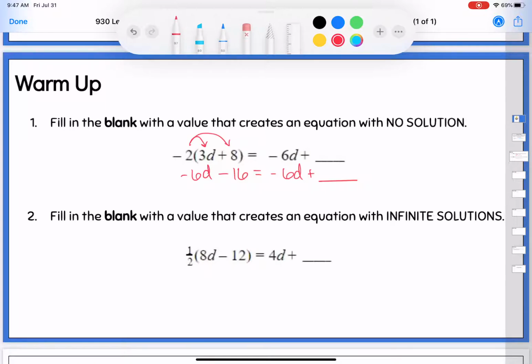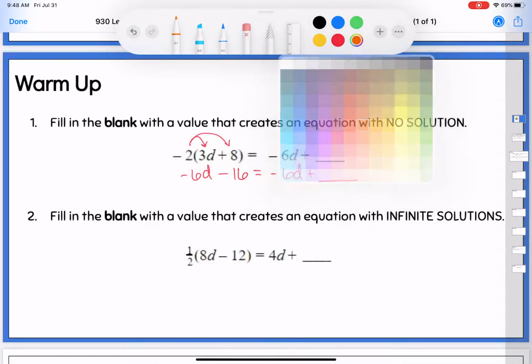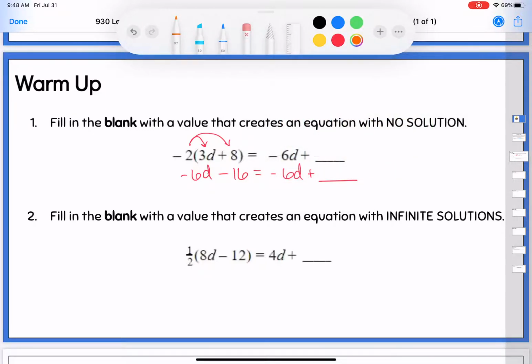Well, if I think about my solving steps from yesterday, the next thing I'm going to do is probably get all of my variables to the same side. So that means I'm going to add 6d to both sides to kind of really see what's going on to figure out what I want to put in that blank. Wait a second, those are both going to cancel out. -6d plus 6d gives me 0 on both sides, which means really my equation says -16 equals blank.